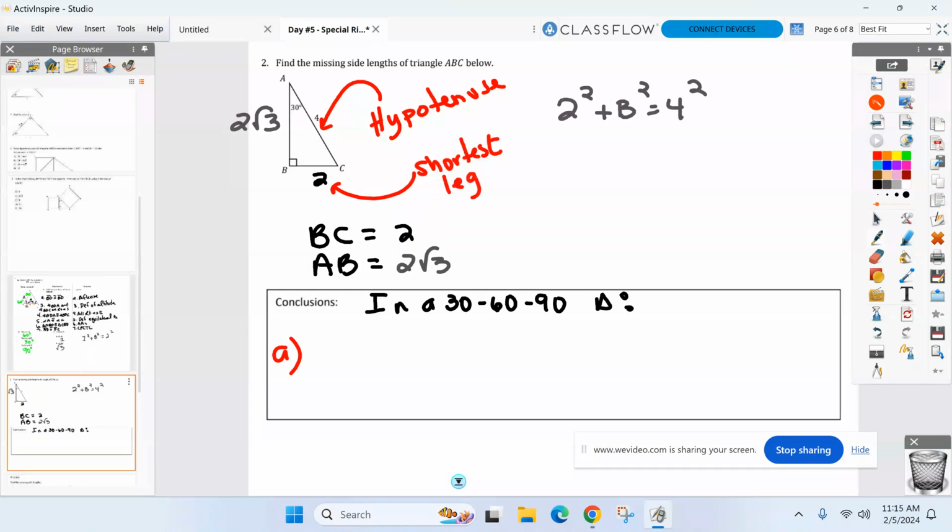Or the shorter leg. Why am I saying shortest? Shorter leg. There's only 2 of them. See, Gabby got me going now. My grammar is awful to begin with.